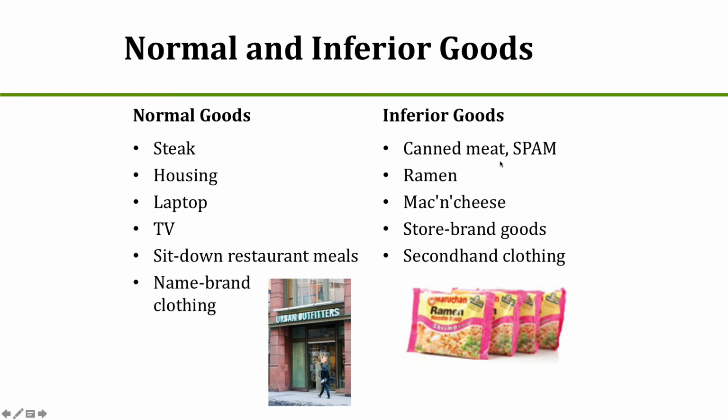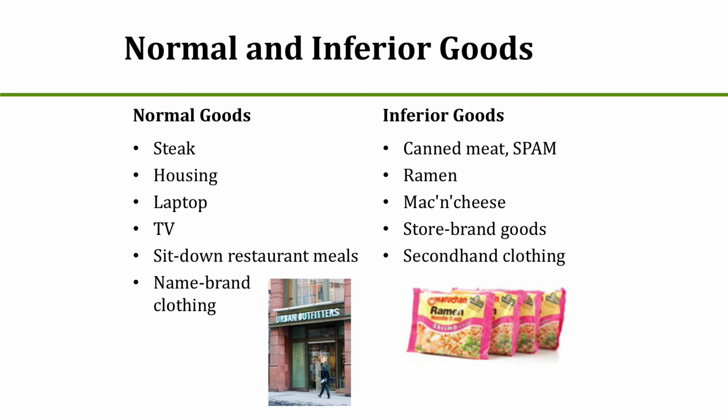And canned meat. When you go to the supermarket, you can buy a lot of canned meats, and they might be healthy, but they are really cheap. So basically, when you become rich, you will buy steak instead of canned meat. That's why we call canned meat inferior goods.